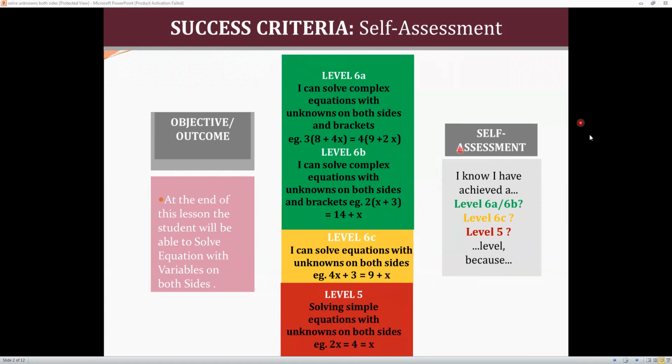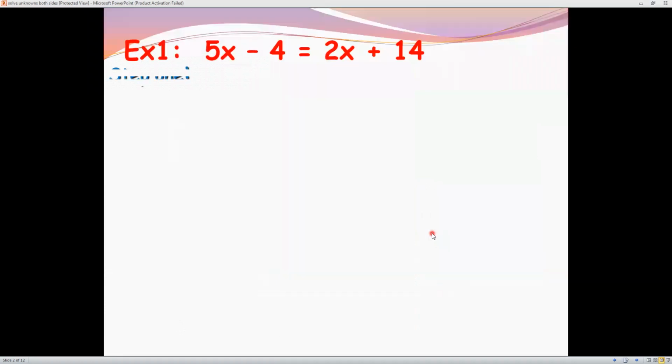Okay, so for self-assessment, you have to fill in the self-assessment paper in front of you, to show which level you have achieved after you finish. Okay, let's move to the next slide.